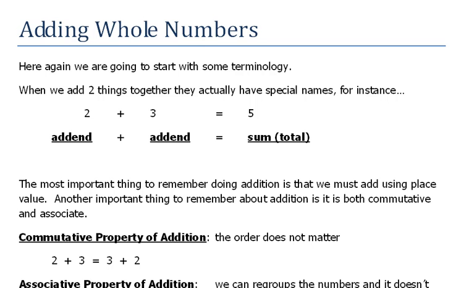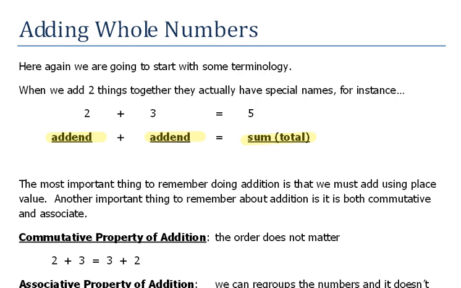Okay, when we add two things together, for instance, 2 plus 3 equals 5, we may or may not have realized that those have very special names. The 2 and the 3 are called the add-ins, and the 5 is called the sum, or it could also be called the total. So those are important vocabulary words to know.